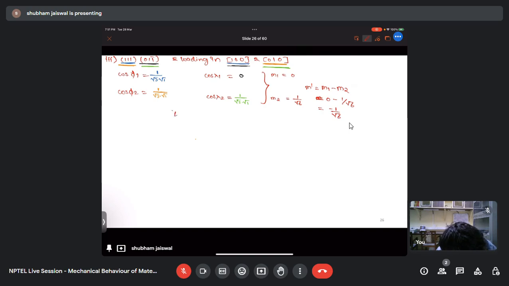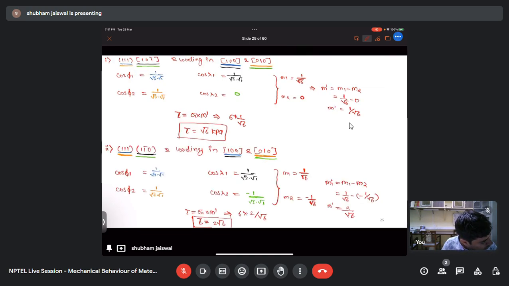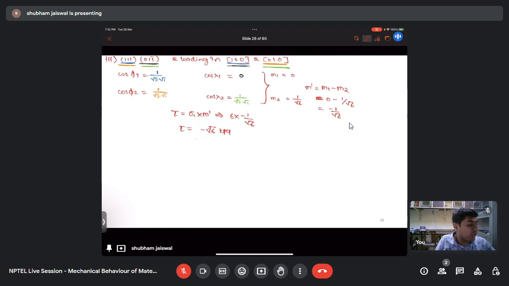So tau is equal to sigma 1 into m dash. So this will give 6 into minus 1 upon root 6. This will give tau is equal to minus root 6 kilopascal. So all the units are in kilopascal. Okay, so this is the answer to the third part of the question.